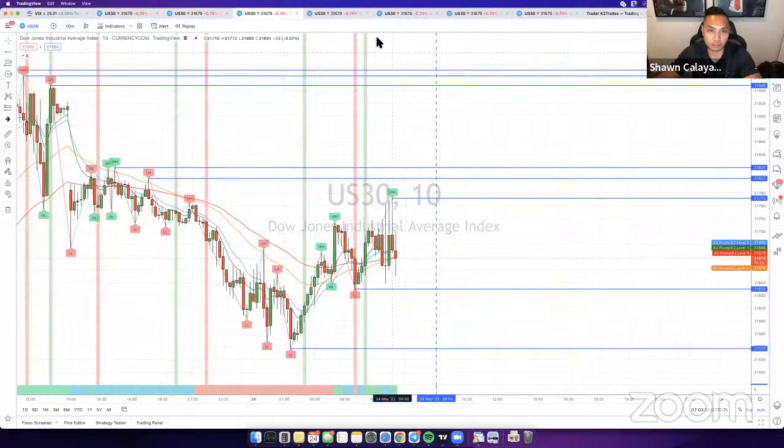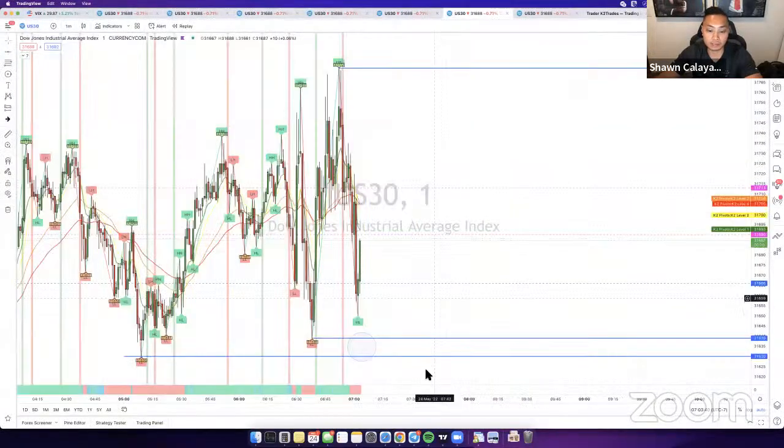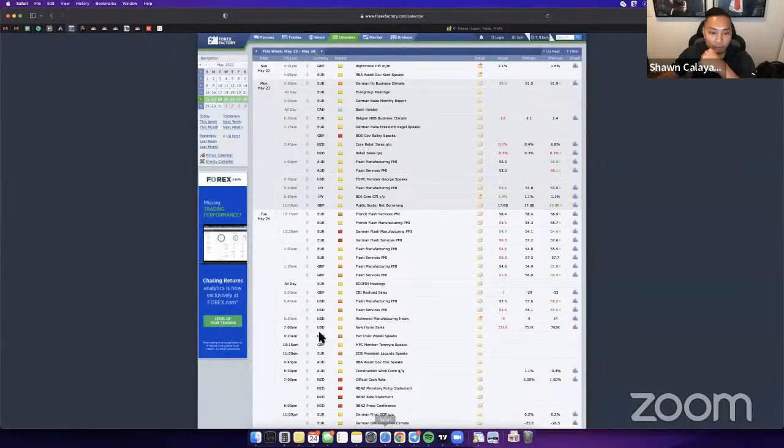One thing that you guys want to keep in mind is that Powell is speaking today, right? So that's something that you guys definitely want to understand and keep in mind, because when Powell speaks, price tends to go up. So even though we're looking for sells here, price might be manipulated to the upside because we do have Powell speaking later today at 9:20. So FYI.